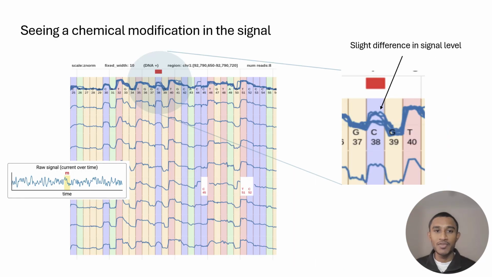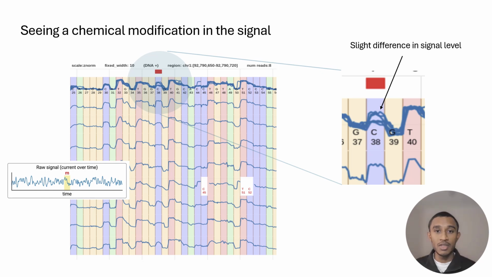But here's the part I find genuinely exciting. Remember those chemical tags? Methylation, that switch genes on and off, and that are invisible in the letters? Now watch what happens in the signal. This reads pileup has the same DNA letter C at position 38. In the letters, there is no way to tell them apart. Some of them are methylated while the others are not.